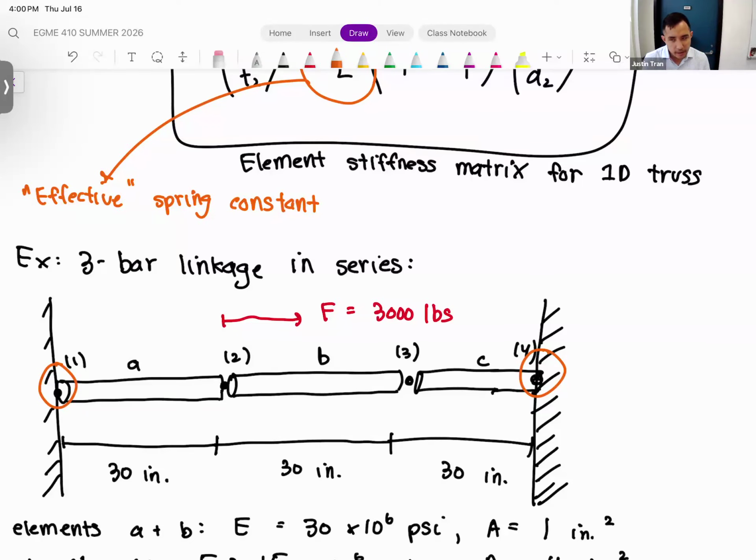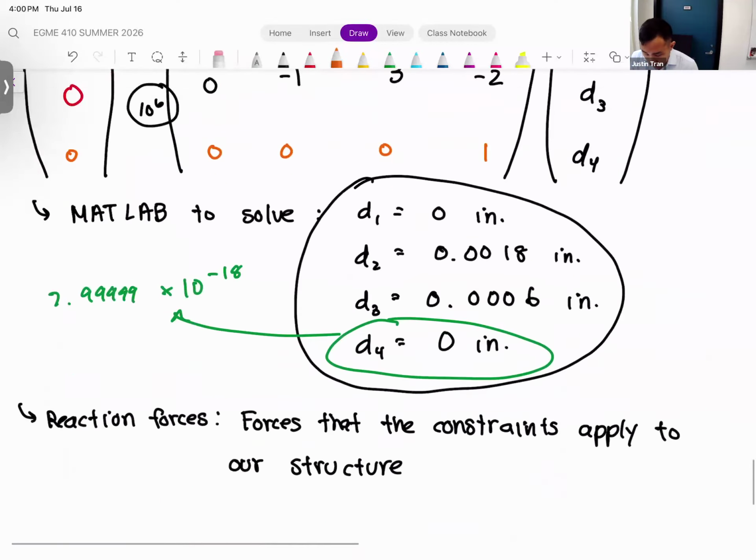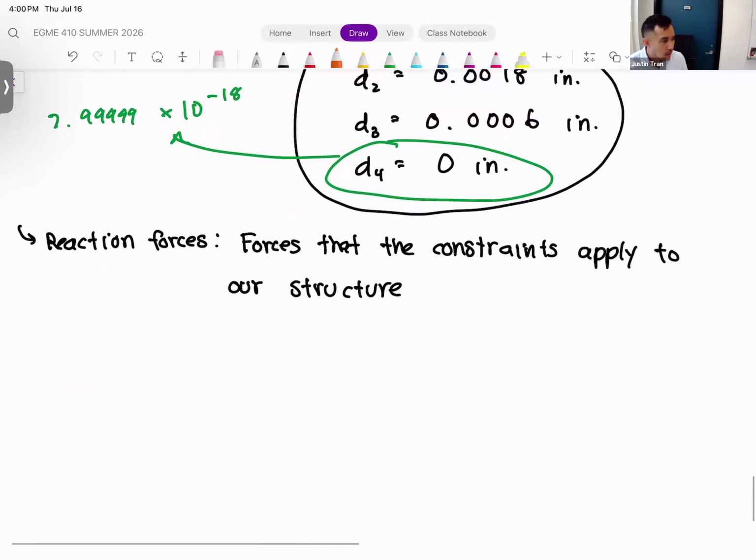What the finite element process doesn't neglect, it just doesn't compute it explicitly, is the fact that these constraints are actually applying forces onto our structure in order to enforce that equilibrium. We just don't compute it straightforwardly when we do these problems in this way. But we can compute it. We can actually compute these reaction forces based on our finite element solution.